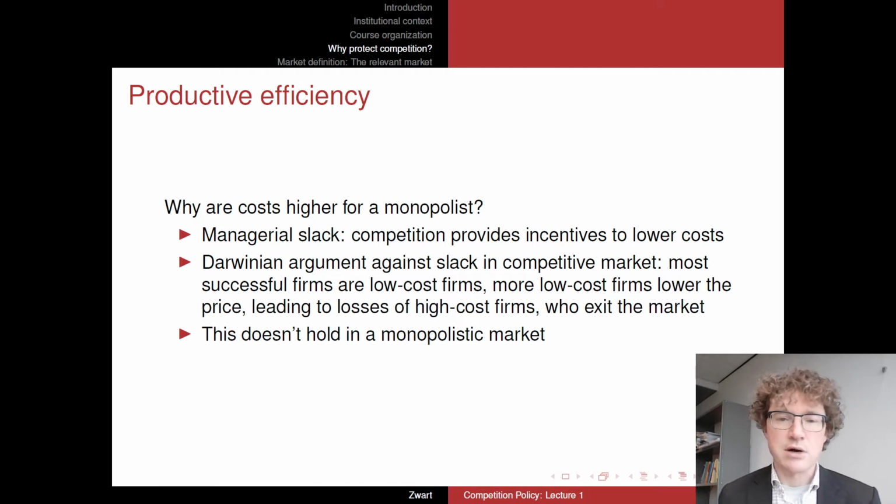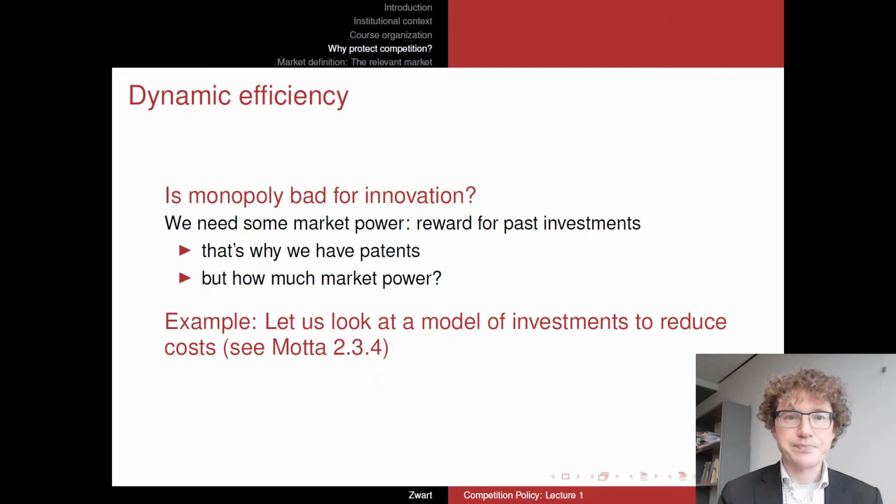So those are again our arguments from productive efficiency for why we would like to have some degree of competition, because that's going to make production less costly, basically. So finally, and there's a more nuanced picture, we have dynamic efficiency.